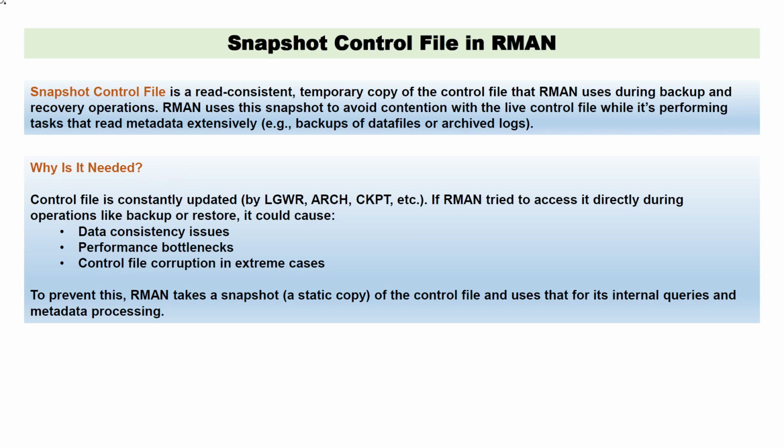Why is it needed? The control file is constantly updated by the log writer, ARCn, CKPT, etc. If RMAN tries to access it directly during operations like backup or restore, it could cause data consistency issues, performance bottlenecks, and control file corruption in extreme cases. To prevent this, RMAN takes a snapshot, which is a static copy of the control file, and uses that for its internal queries and metadata query processing.